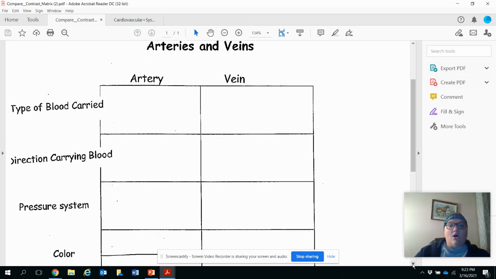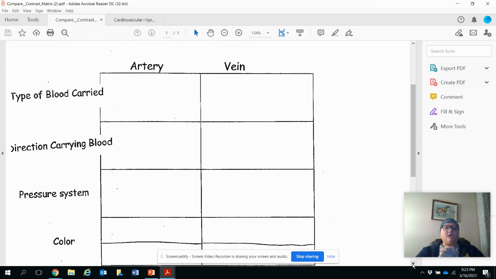Pressure system. So arteries, they're under a lot of pressure to get that oxygen and nutrients out to the body. So it's a high pressure system in the arteries. That's why they have those thicker walls, because they have that high pressure. And then the veins are under a low pressure. That's why they have those valves in some of the veins to keep the blood from going backwards, keeps it moving towards the heart every heartbeat. So low pressure system here in the veins, and they have those valves there.